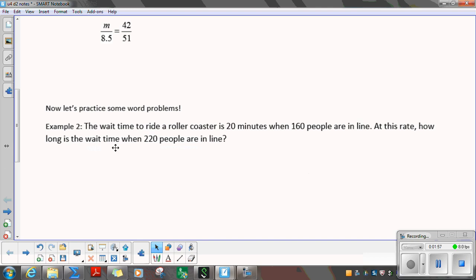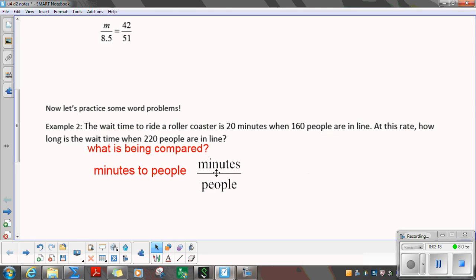First question you need to ask yourself is, what is being compared? What are the two things we're comparing here? In this problem, we're comparing the wait time in minutes to the number of people in line. So minutes to people, that's our ratio. I write it as a fraction because proportions are made up of fractions: minutes over people.